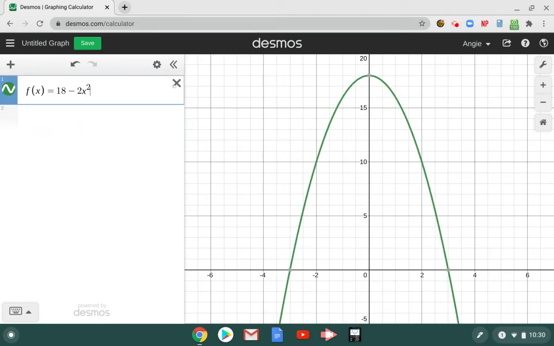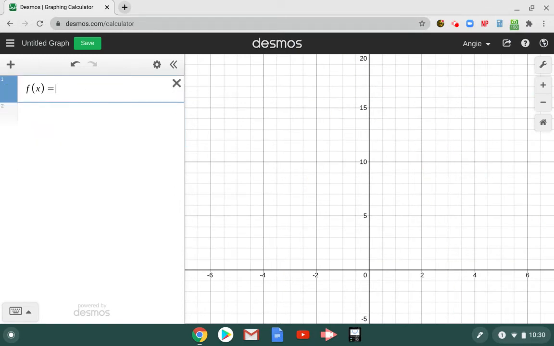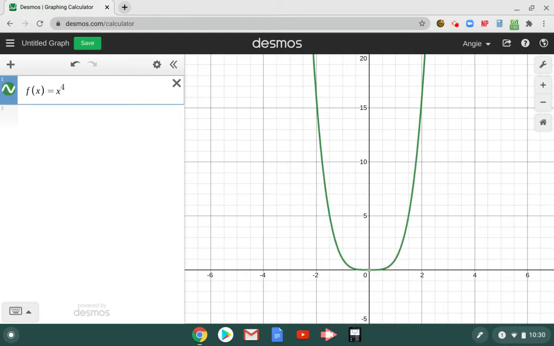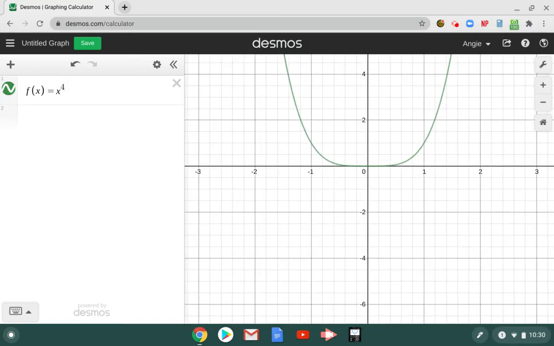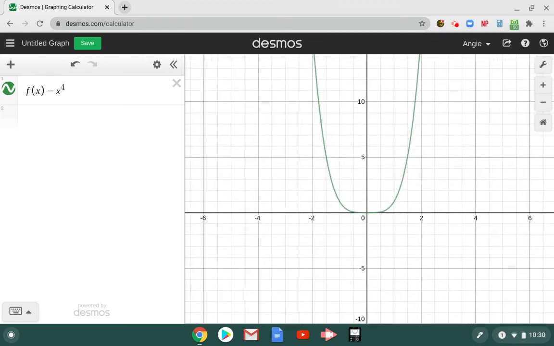We know what the quadratic looks like. I'm just going to type over this. What does the quartic, degree 4, look like? So x to the fourth. It looks a lot like a quadratic, right? It's a little bit flattened in the middle. Do you see that kind of flattening there? So it's a little bit flattened in the middle.